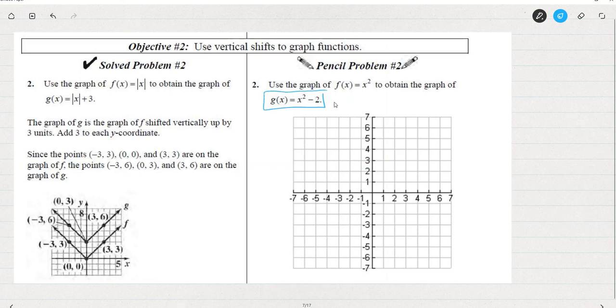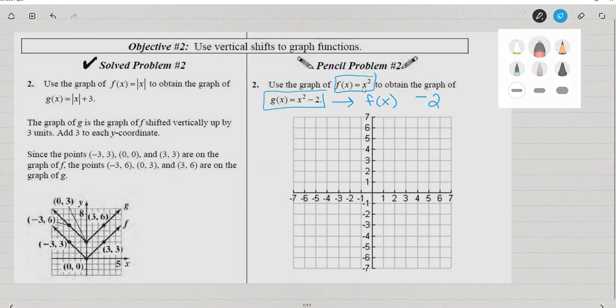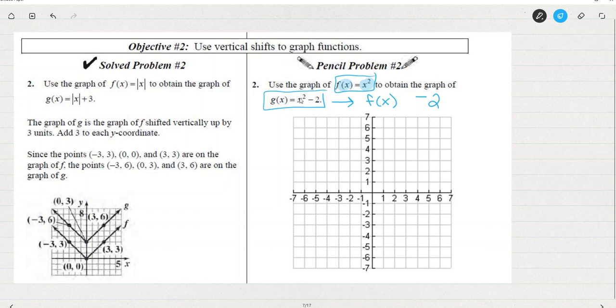So here's what I want you to notice about this g of x. Do you see that this g of x is our f of x function, our x squared minus 2? It's our g of x is f of x, which was x squared minus 2. So we start with our f of x.